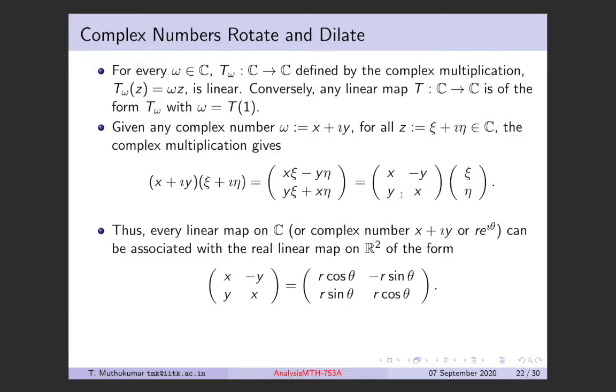These matrices, if you notice, are actually the rotation matrices. This R is the dilation constant. So every complex number, or every linear map on the complex numbers, can be associated to a subclass of real linear maps. So this is not the full class of linear maps, right? This is a sub collection of linear maps on R2. So every complex number can be associated to a sub collection of linear maps on R2, which are precisely the rotation and dilation matrices.